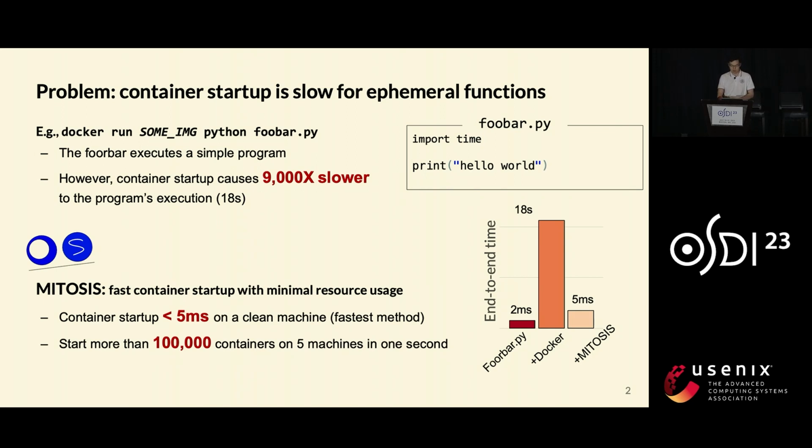In this work, we propose Mitosis, which aims to optimize the container startup. Different from related work, Mitosis minimizes the resource usage for boosting the startup and considers a distributed setup. First, it can launch a container within 5 milliseconds on a clean machine with no caching for the containers. Second, it can start more than 100,000 containers on 5 machines in 1 second.